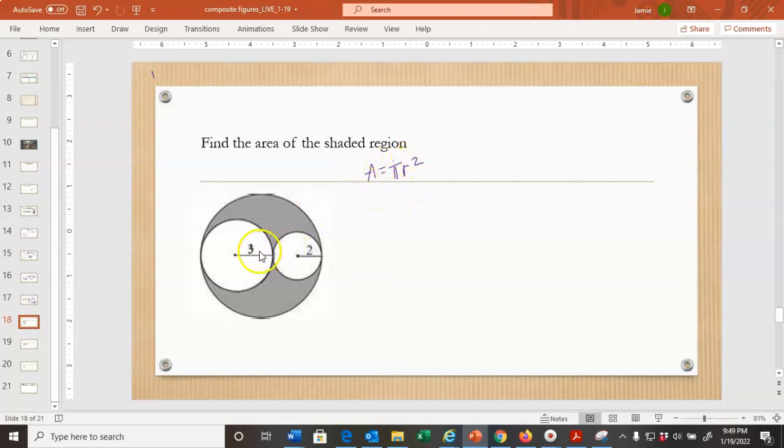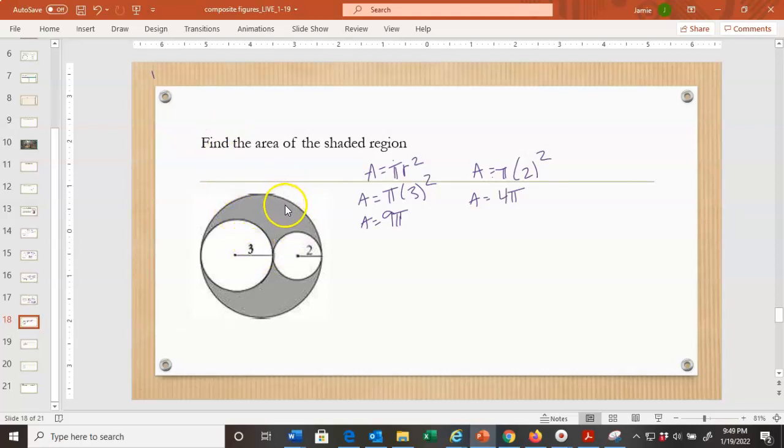So we could do this first larger one here with a radius of 3. So that would be 9 pi. And then the smaller one with a radius of 2, that would be 4 pi. And then we have to find the area of the large circle. And I don't know about you, but just looking at it, it's like, well, what's the radius? I know I need the radius, and we don't really know what it is quite yet, right? Because we don't really know where the center is.